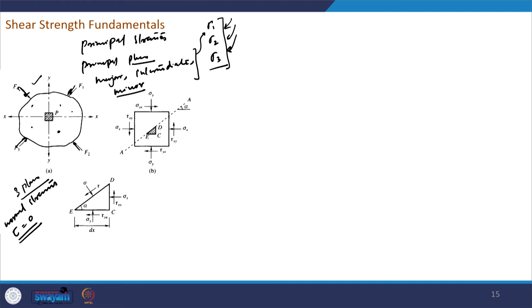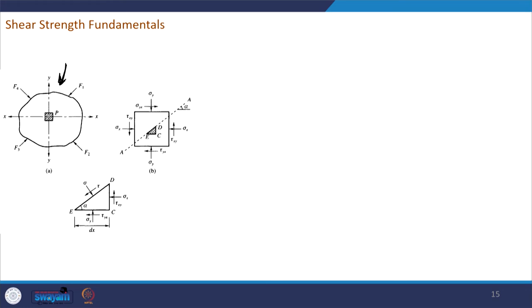But for most of the design problems we deal with, the knowledge of only the two principal stresses sigma 1 and sigma 3 is usually sufficient, and many times the effect of the intermediate stress is either ignored or taken equal to sigma 3. Okay? So, that is why we are more interested in the values of sigma 1 and sigma 3, which also means that we are talking about a two dimensional system rather than a three dimensional system here.